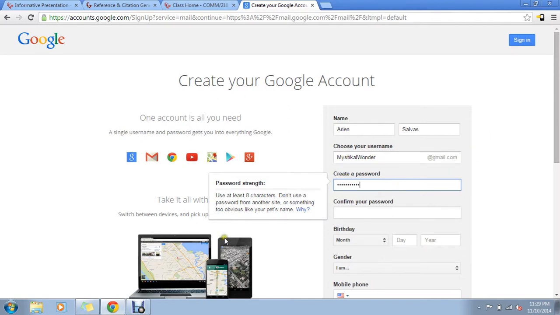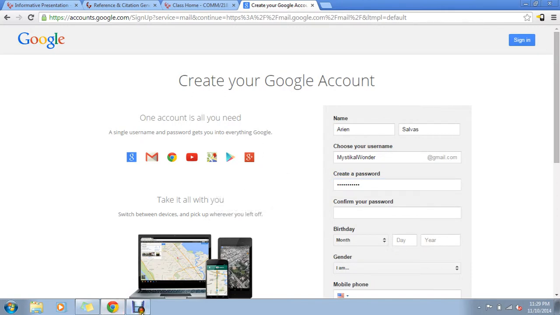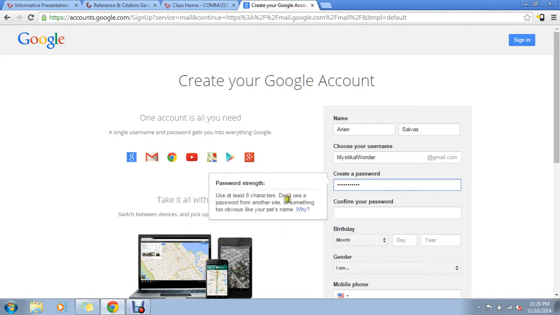It's been a pleasure demonstrating this for you tonight. I hope I've shed some light on the importance of a secure and strong password and how to make sure that you actually get that.